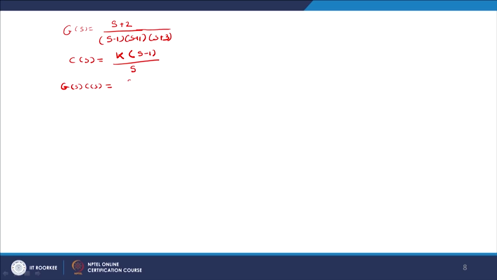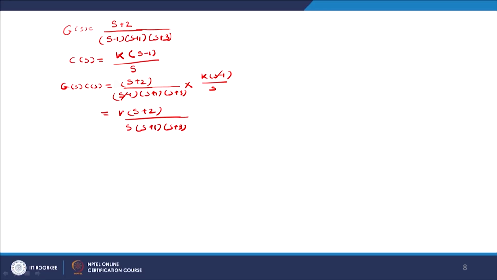So we can multiply it. What we get is (S plus 2) over (S minus 1)(S plus 1)(S plus 3), and this is multiplied with the controller K(S minus 1) over S. We will find that this S minus 1 and this S minus 1 will cancel, and finally we get (S plus 2) divided by S(S plus 1)(S plus 3), and here is the gain K. So this is the open loop transfer function. Now what we want is a closed loop transfer function.